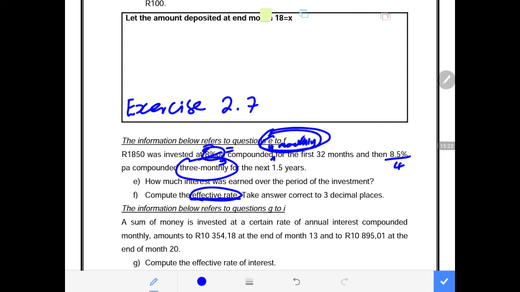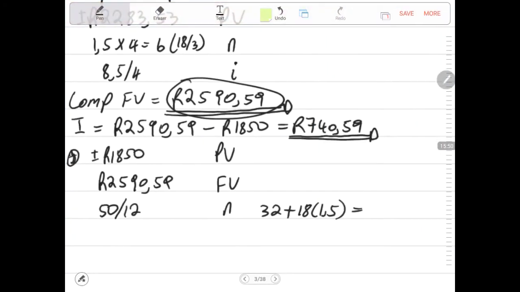It is not the 8%, it is not the 8.5%. So now we are calculating how much was the annual rate of interest. If this company or this person invested 8% compounded 4 monthly for 32 months, then 8.5% compounded 3 monthly for the next 1.5 years, how much was the annual rate of interest, meaning interest compounded once a year?